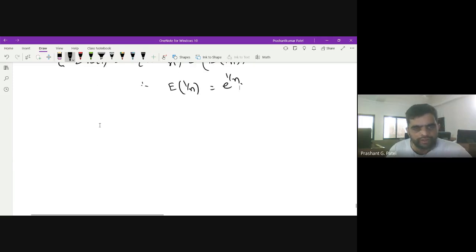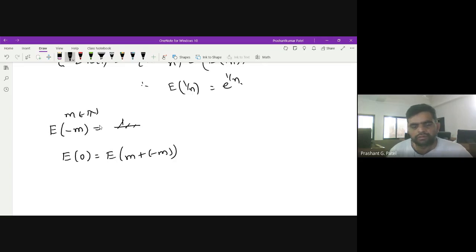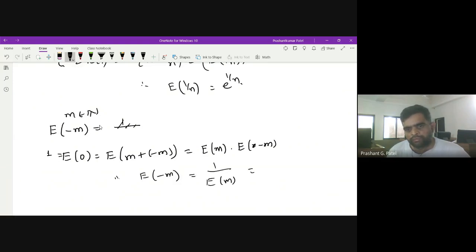Now let us prove it for negative integers. So now if I consider e of minus m, where m belongs to N, then as per this we can say it is 1 upon e of m. See why we can say it is 1 upon: because e of 0, if I start with m plus minus m I can write, but using the property of the exponential function, e of 0 we have is 1, so e of minus m gives you 1 upon e of m. But e of m is e to the power m, and so we can write e to the power minus m.